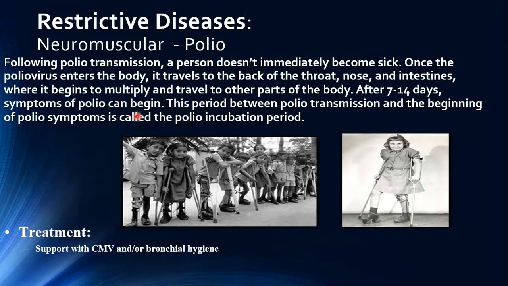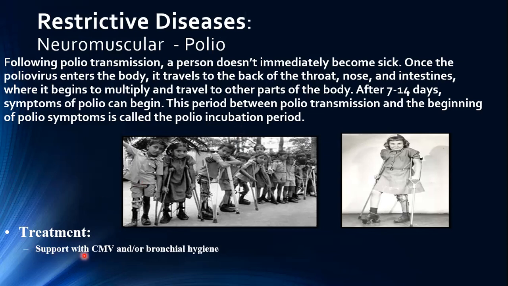And that's why coronavirus spreads so much, because people don't know that they're sick and they're giving it to other people. And that's why they're telling you, wear a mask, so that you don't give it to nobody, even if you don't feel sick. Okay? So this period between the polio transmission and the beginning of the symptoms is called the incubation period. It's a 14-day incubation period. That makes any disease more deadly. Okay? Because you're going to come into contact with way more people.